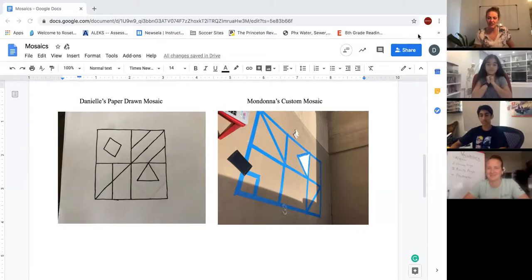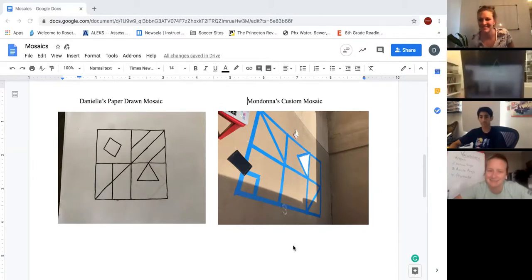Mandana, my next question is actually for you about your mosaic. Which shape on your mosaic is an equilateral triangle? Well, actually, I know that very well because it's colored in white chalk. The equilateral triangle is the one that is colored in white chalk. So as you can see, it looks exactly like I'm about to draw.